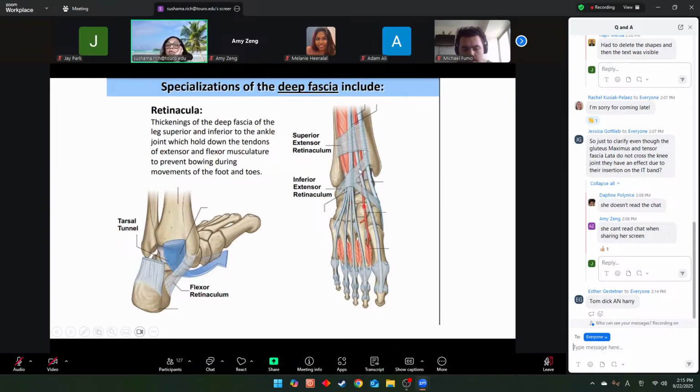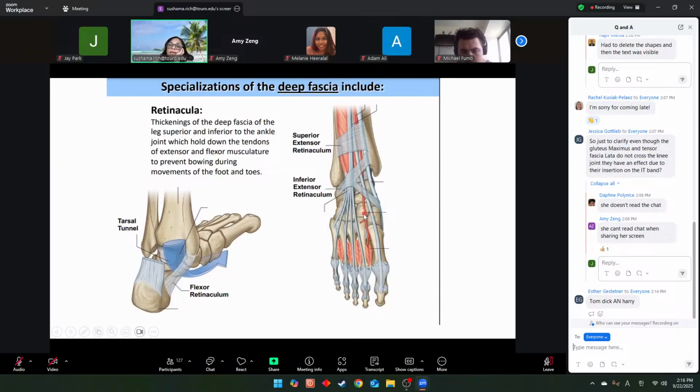Dorsalis pedis artery, which is the continuation of the anterior tibial artery from the anterior compartment of the leg, comes into the dorsum of the foot. It lies lateral to this tendon here called extensor hallucis longus tendon. This is extensor digitorum longus, which goes to the lateral four toes. The dorsalis pedis artery is found on the bones. These are the tarsal bones that you see here. It lies on the bones between these two tendons.